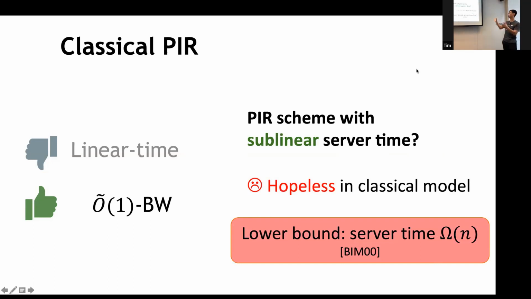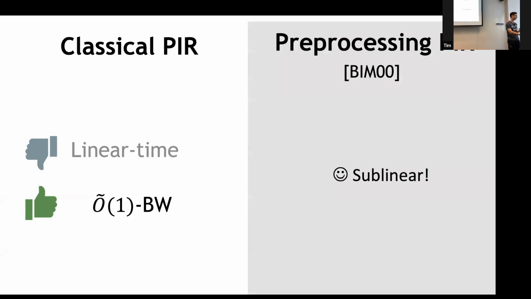It's hopeless in the classical model. There is a well-known lower bound from the Beimel, Ishai, Malkin 2000 paper, saying that the server time will always be Omega(n) in the classical model. So how can we defeat this lower bound? In their paper, they propose a pretty nice idea about preprocessing PIR. In this model, we can actually achieve sublinear server computation time.